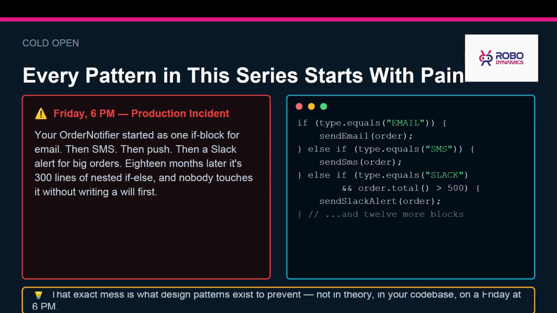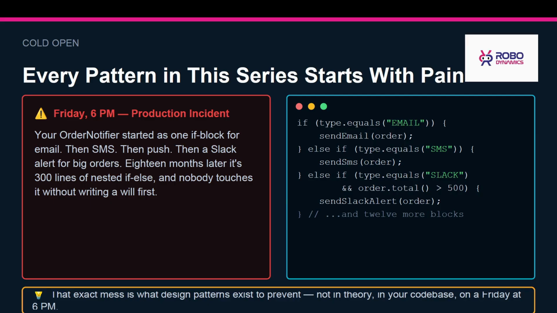Whenever an order is placed, they want some kind of order notification. So you started with sending an email first. If type equals email, send email of order. Within 3 days, you get another request. Can I get SMS also?